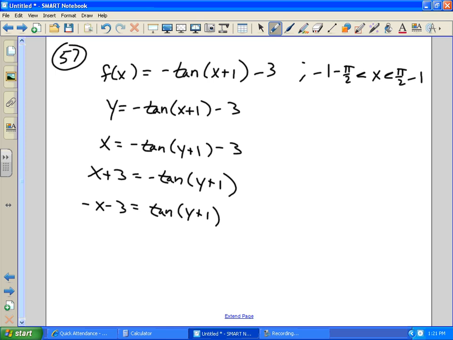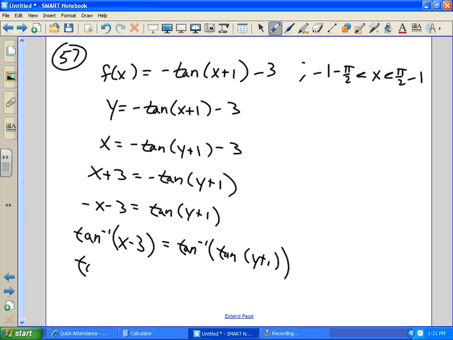How do you get rid of a tangent? Arc tangent or inverse tangent, correct? So I'm going to have the inverse tangent of negative x minus 3 is equal to the inverse tangent of the tangent of y plus 1, because whatever I do to one side, I have to do to the other. What do you know about the inverse tangent of the tangent? They cancel out.